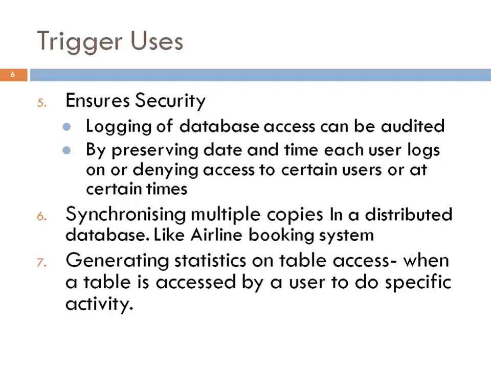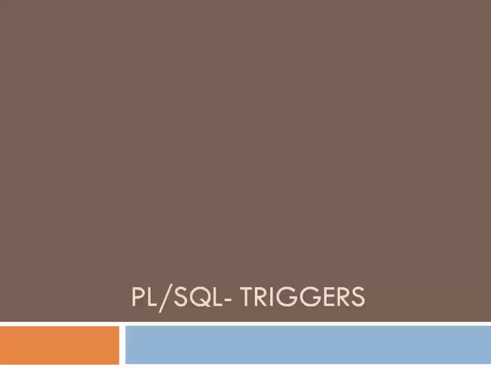Then last uses generating statistics on table access. When a table is accessed, by which user and for which activity, these statistics on the table access can be generated by using triggers. So these are the basics about triggers. Next we will discuss the syntax and how the triggers are implemented.